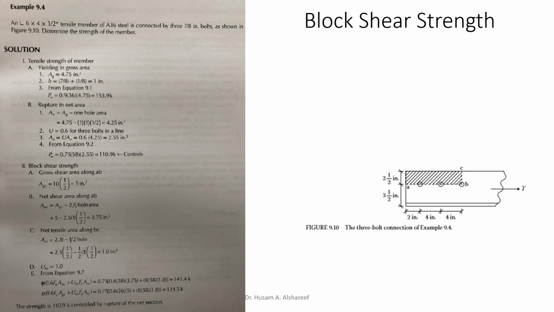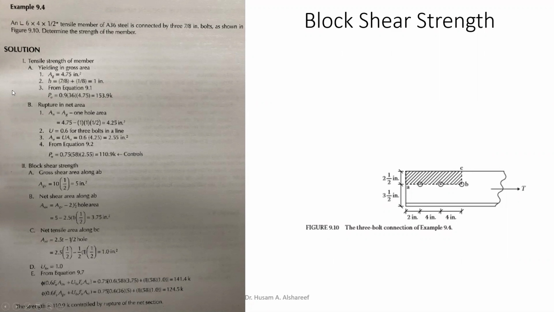First it says an L angle 6 by 4 by 1/2 tensile member of A36 steel is connected by 3 7/8 of an inch bolts, as shown in this figure on the side, which is 9.10. Determine the strength of the member. So now we don't know if the member is going to fail due to tension or to block shear failures. So we're gonna test this out.